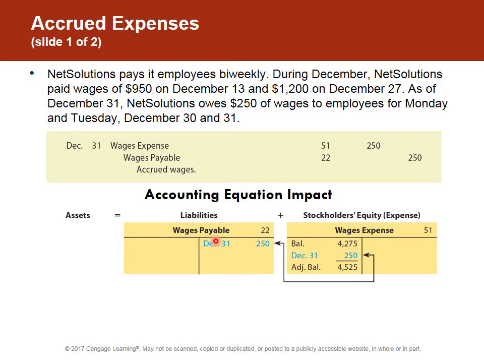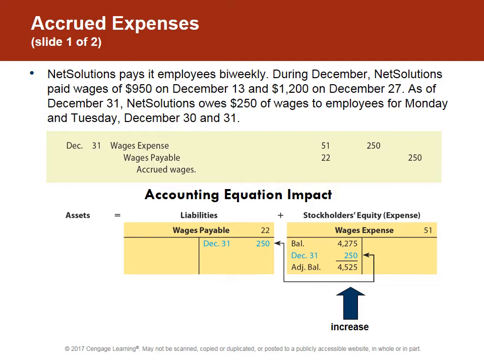So let's look at it on the accounting equation. We're going to record an expense even though we haven't paid it yet because of the matching principle. We're matching the wage expense with the revenue that we've earned. So if we scroll through, we can see that wage expense increased by a debit of $250, and this expense goes under stockholders' equity. It reduces our revenue. Revenues are increased by a credit, and because expenses reduce revenue, expenses are increased by a debit.